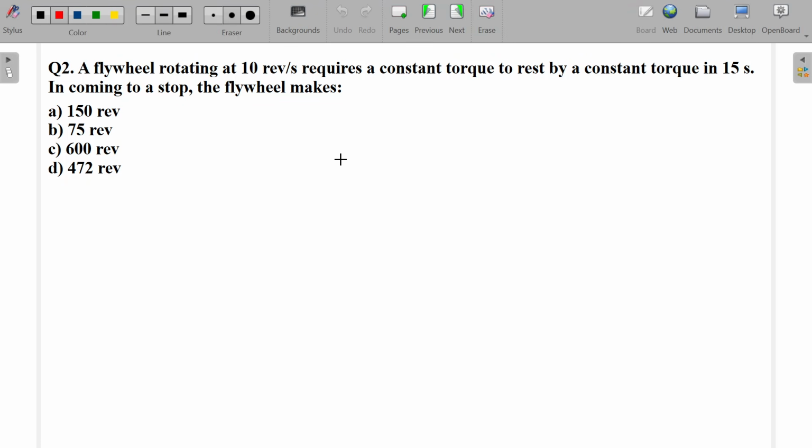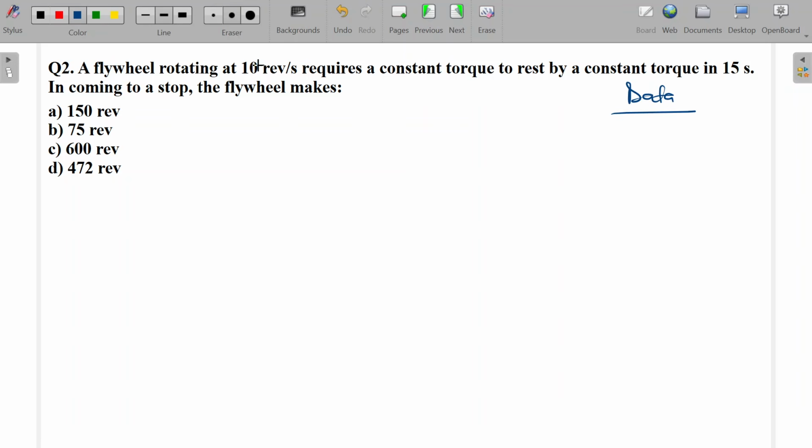Question 2. Question 2 says that a flywheel rotating at 10 revolutions per second is brought to rest by a constant torque in 15 seconds. In coming to a stop, the flywheel makes A, 150 revolutions, B, 75 revolutions, C, 600 revolutions, D, 472 revolutions. So looking at this question, collect the data that they've given us.